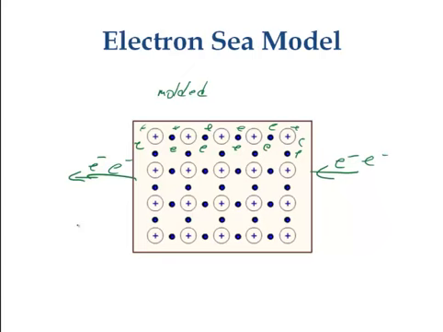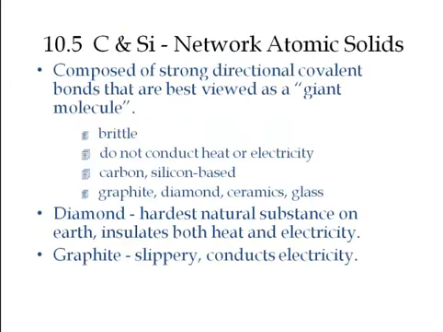So we've got those solids, those metals, we've got liquids, and now we got to talk about a special kind of solid, and this is involving the element carbon and silicon. For these two elements, they make up a network atomic solid. And you know about diamond, you know about graphite, but we can view these as giant molecules. And it gives them some special properties that are pretty unique. Both carbon and silicon are brittle. They don't conduct heat or electricity very well.